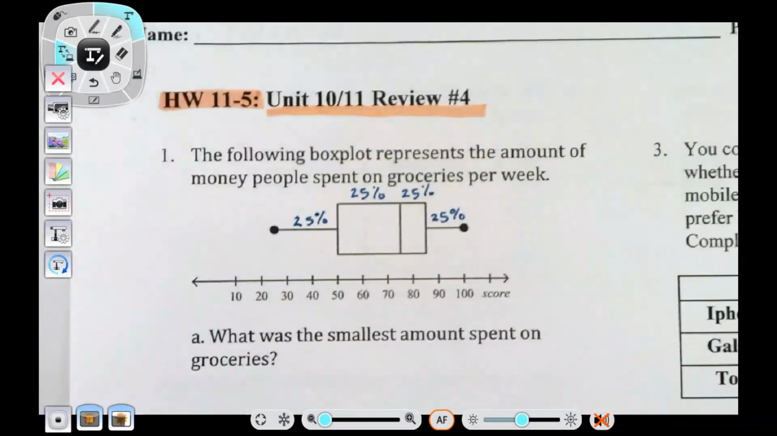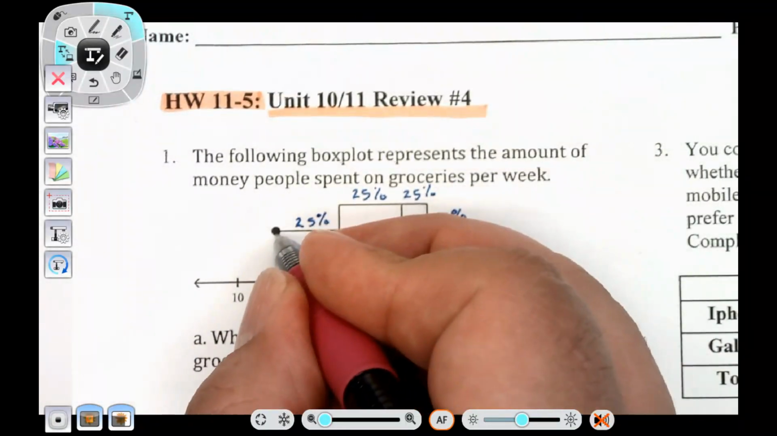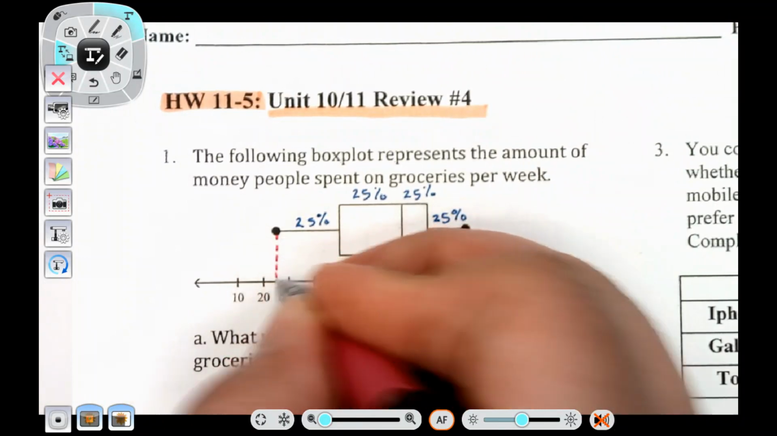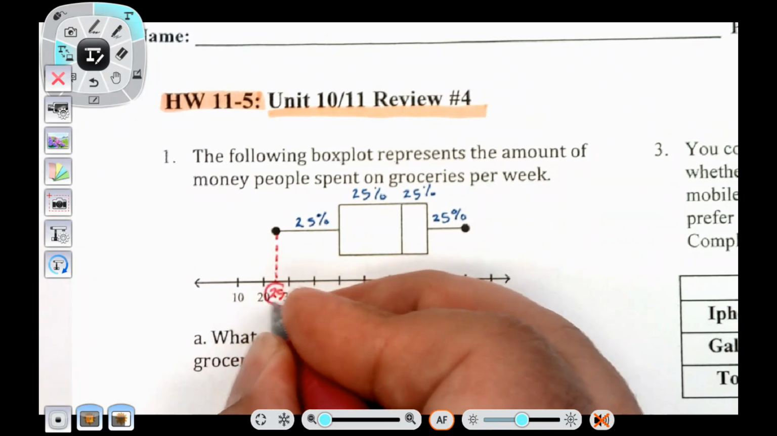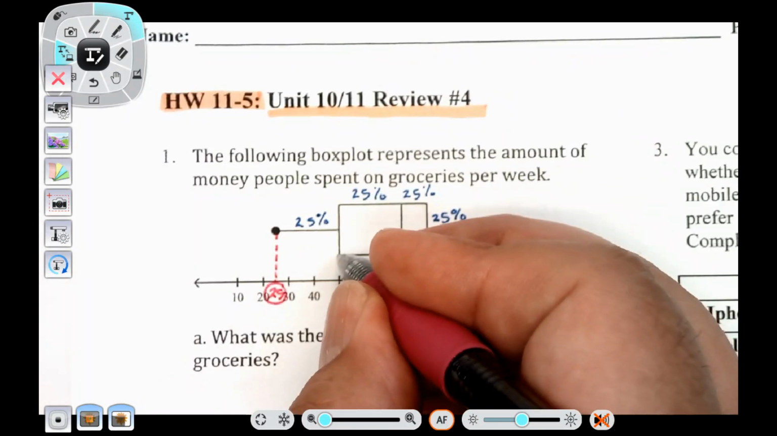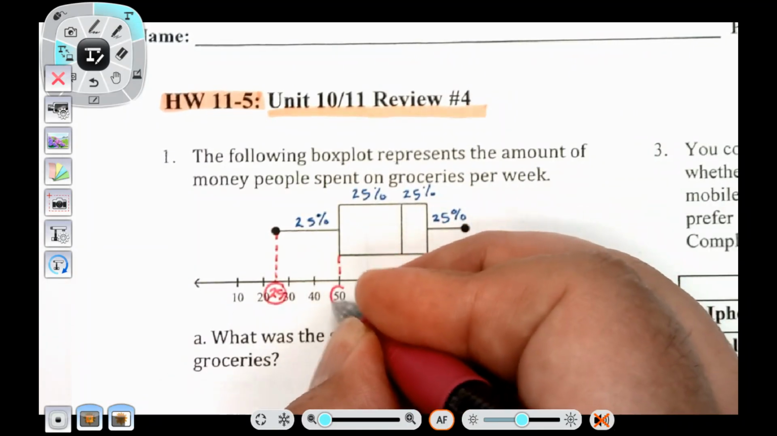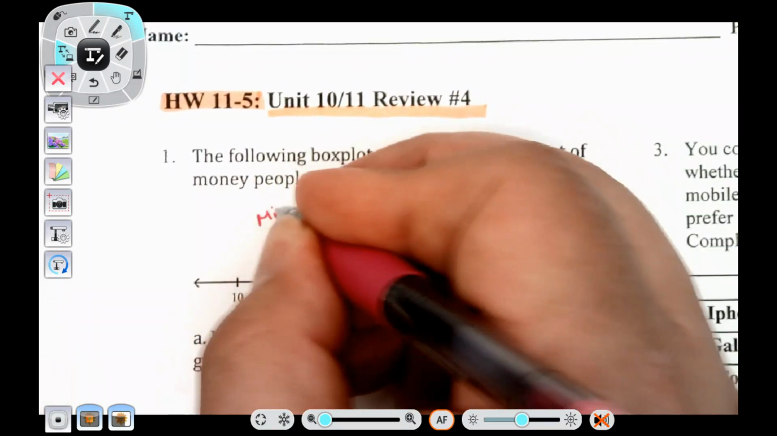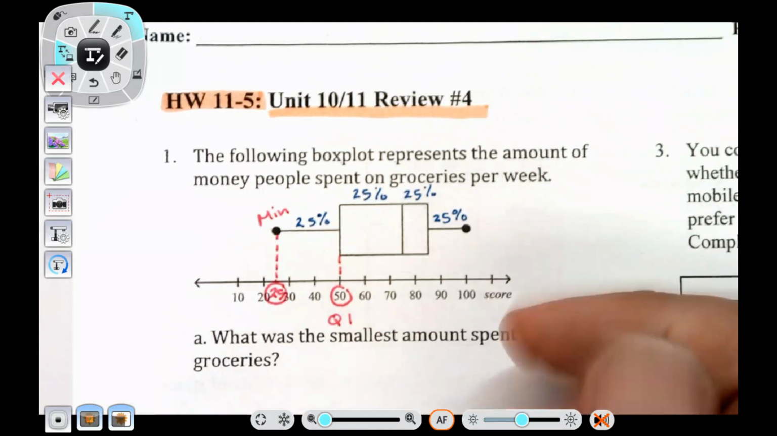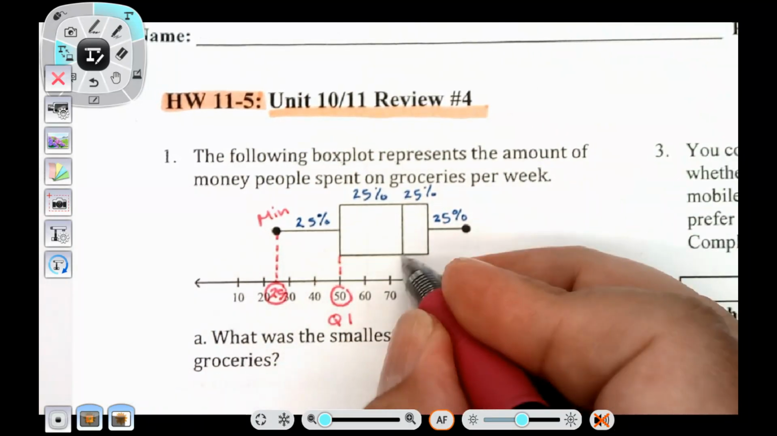The second thing I like to do is highlight five numbers. The first number is the last dot, which is somewhere in there, so I'm going to say the number 25 is important to us. The next point would be right here, right where the box begins. So 50, that's Q1. Remember, this is your lowest amount that somebody spends. This is Q1 right here.